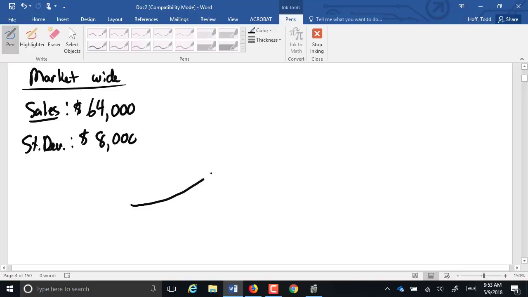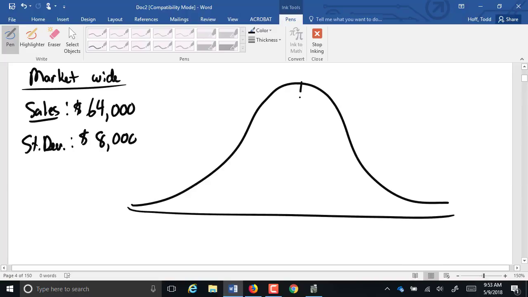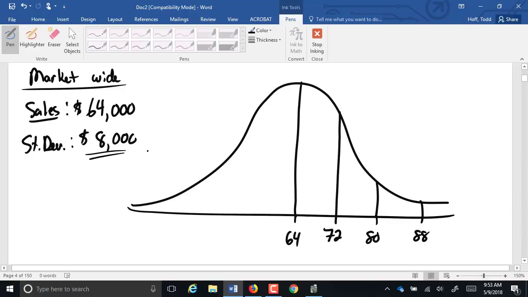So you want to set goals. So you make your curve, 64,000 goes in the middle. I'm just going to put 64. You go up by 8, so it's 72, 80, and 88. Again, that's just adding that standard deviation of 8,000. Going this way, you subtract the standard deviation, so you're going down by 8. So you got 56, 48, and 40. And those percents are still the same.